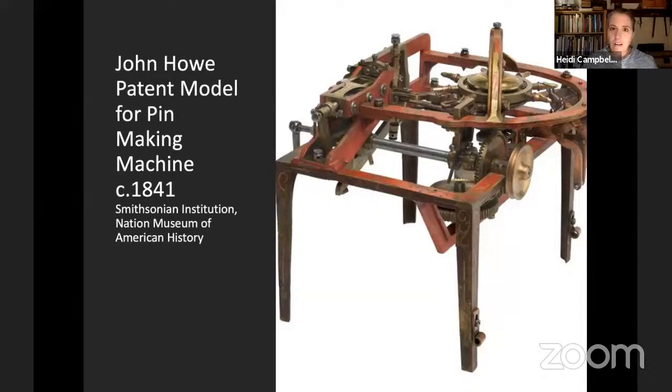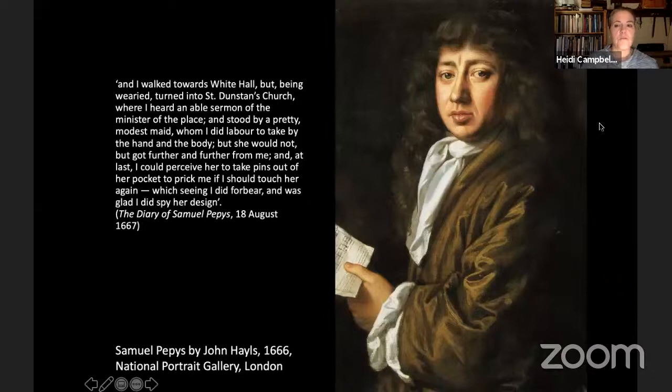Those are all valid discussions, but for another different lecture. But I would like to close my talk today with another quote from our friend Samuel Pepys. In August of 1667, he writes, "I walked towards Whitehall, but being wearied, turned into St. Dunstan's Church, where I heard an able sermon of a minister of the place, and stood by a pretty modest maid, whom I did labor to take by the hand and the body.